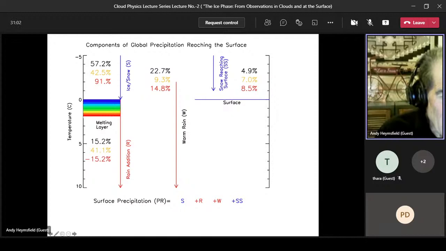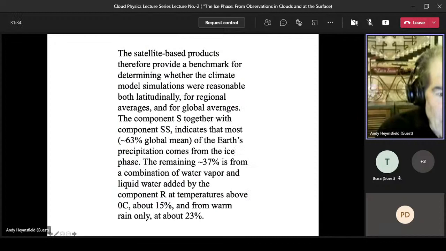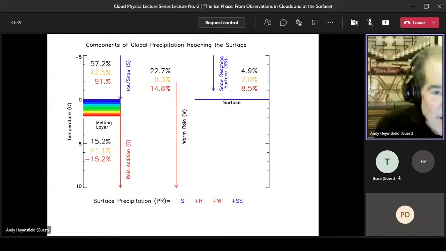And so this is just the rain. This is the component of rain to the total, not this entire process, but just the rain component. So about 15%. The important thing is that the snow is responsible for about 57 plus maybe 5% of the Earth's total precipitation. And so a good number might be 63%. What I have been thinking for years is 40% because no one had really looked at it. So that kind of quantifies how important the ice phase is to global precipitation.